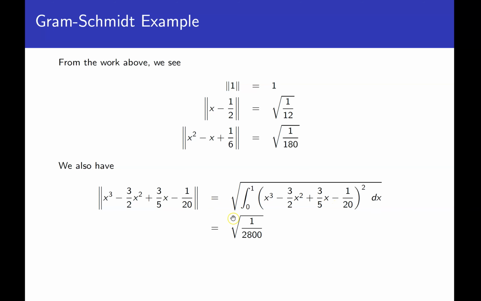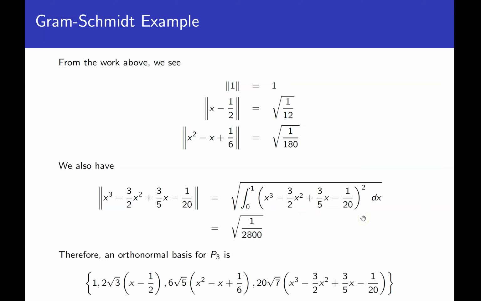Then we need to normalize our orthogonal basis. So I need to divide each of these by the magnitudes. So really, I'm going to be multiplying by 1, multiplying by square root of 12, multiplying by square root of 180, multiplying by square root of 2800. And when you do that, you get those numbers that are in front of each of those vectors. So anyway, like I said, I wanted to give you this example just to give you a non-standard inner product on a space to generate an orthonormal basis for that space.